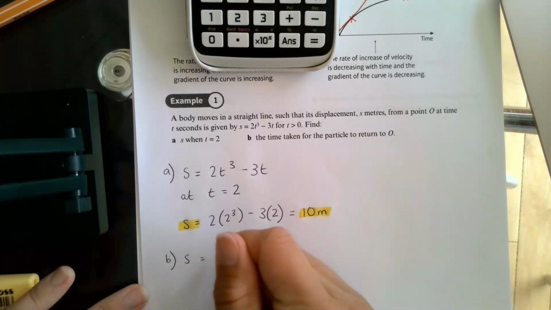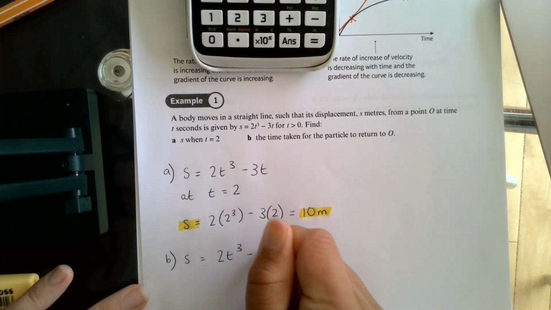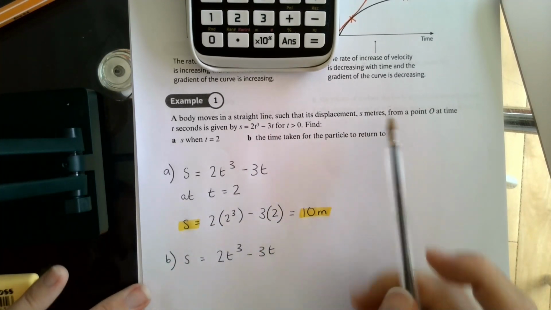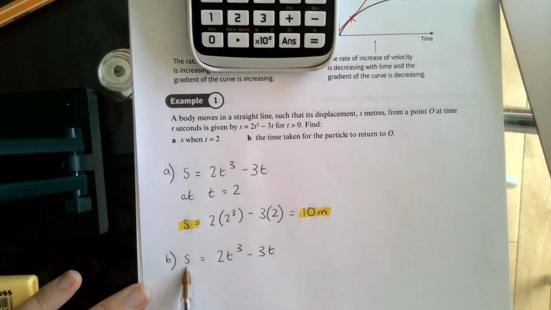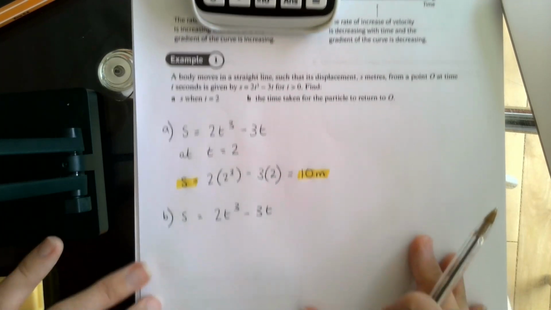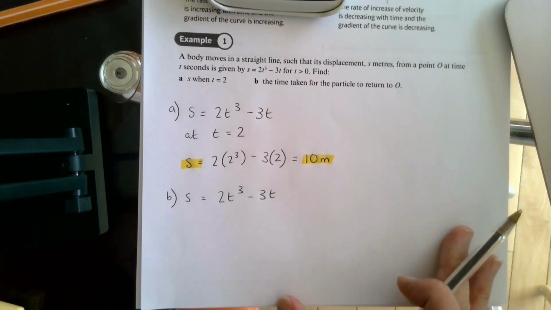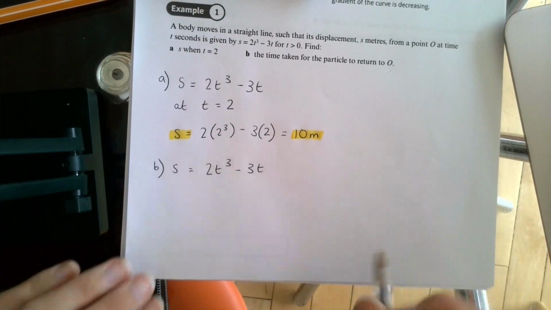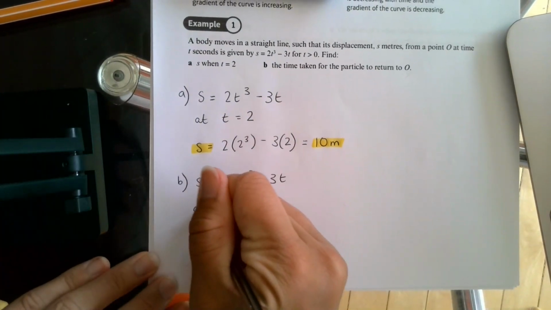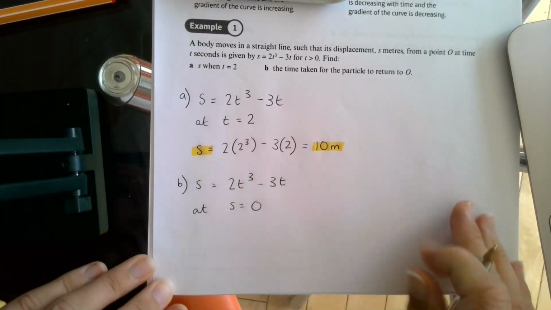Well, s is equal to 2t cubed minus 3t. If I'm thinking about the particle returning back to the start position, well, that will be when the displacement is equal to 0, because it starts at displacement 0, and if it's going back to the start position, the displacement will be equal to 0. So I'm saying at s equals 0.